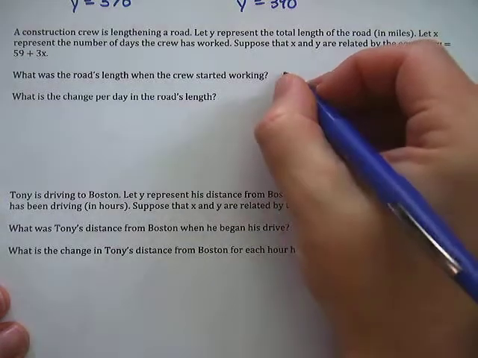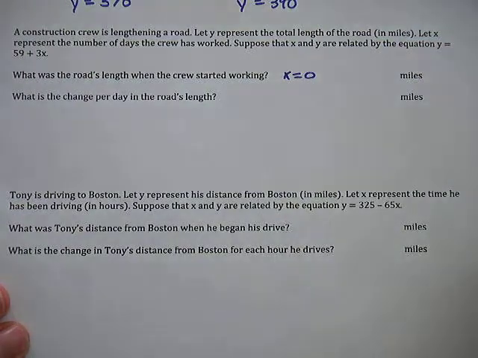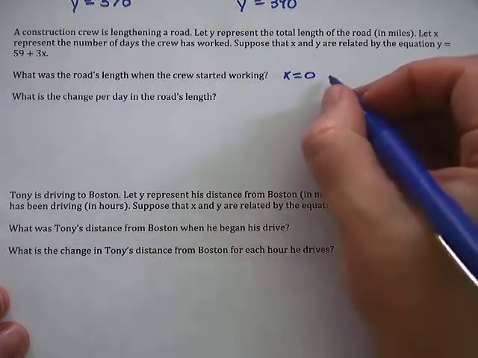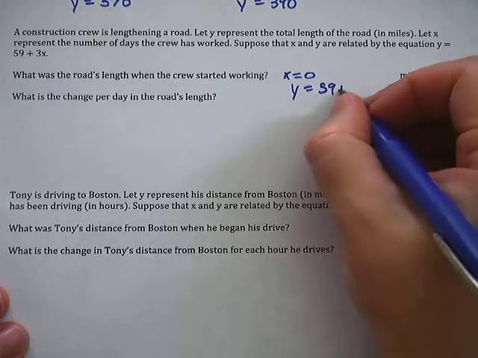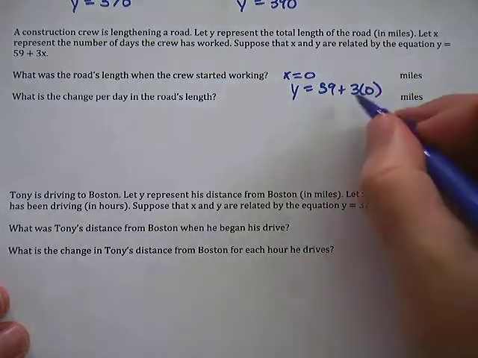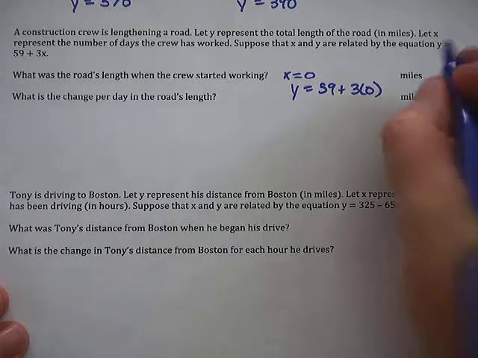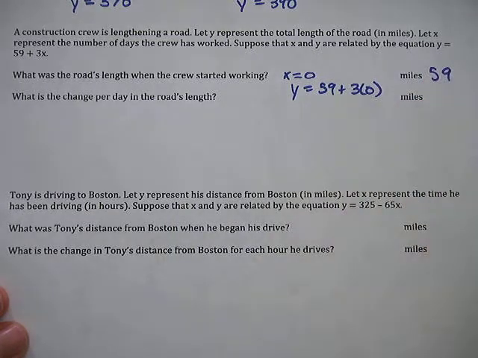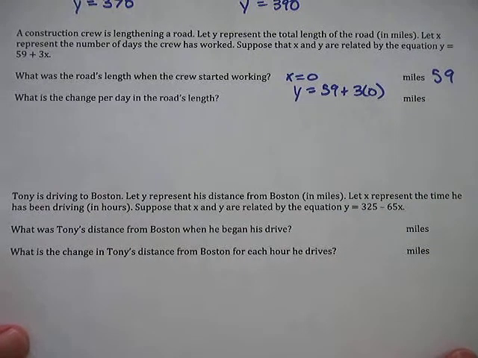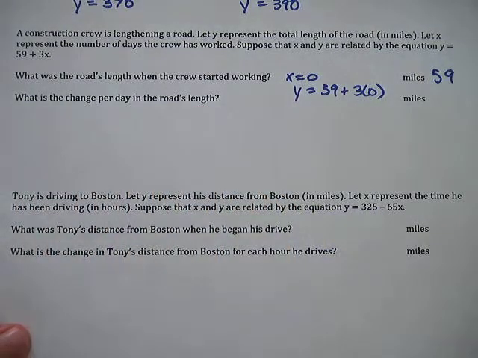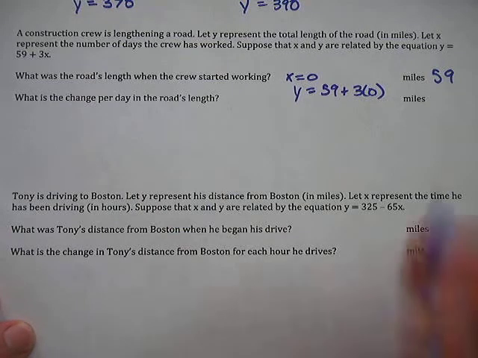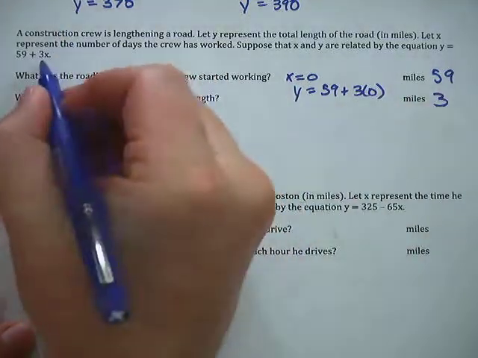So let X equal 0. Plug that in and you get Y is equal to 59 plus 3 times 0. 3 times 0 is 0. So your answer is 59 miles. At the very beginning, they already had 59 miles. Then it says, what is the change per day in the road's length? Again, this is going to be the slope, which is the number in front of X. So we know the answer is going to be 3 because of the number in front of X.